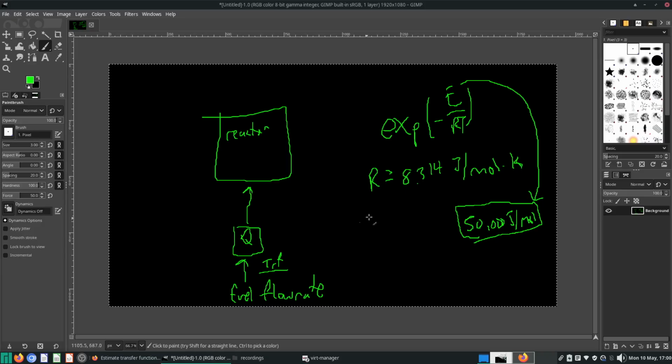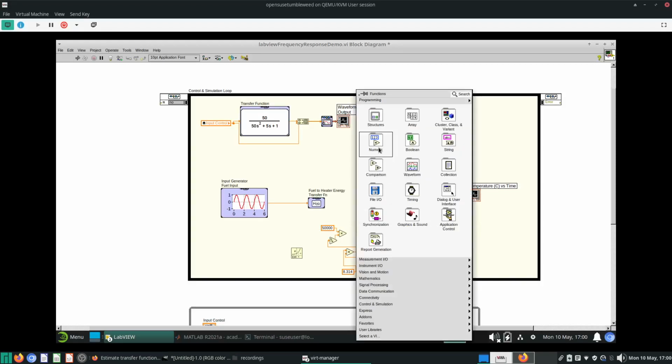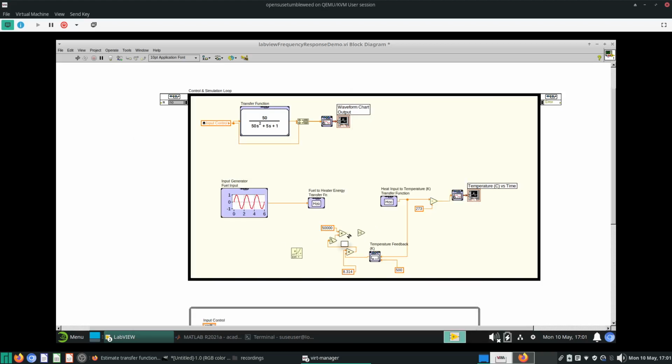So what am I doing? I'm taking R and T multiplied together. I'm taking the reciprocal to get 1 over RT. I multiply that by E, and then I'll take the negative. That's what I'm doing. So I'll need to negate, and then this whole thing will go and become the exponent. It will become the exponential thing.